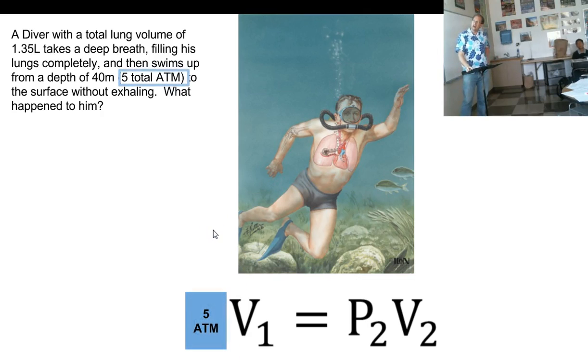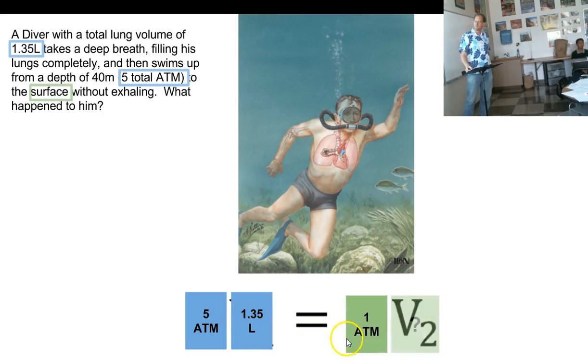So 5 atmospheres of pressure is what he starts at, okay? And by the way, it doesn't matter what unit of pressure you use, as long as you use the same unit of pressure on both sides. So you could use atmospheres, pascals, bar, millimeters of mercury, pounds per square inch, whatever you want. So he's at 5 atmospheres at depth, and he takes a deep breath, 1.35 liters of air at 5 atmospheres. That's what he holds his breath at. Then he swims to the surface where there is 1 atmosphere of pressure.